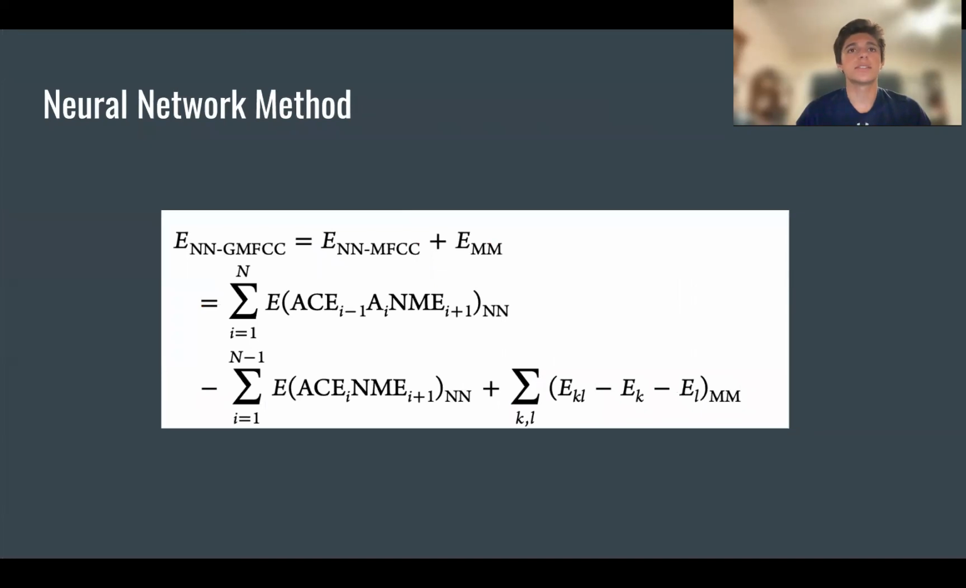Similar processes to the standard method were used with this neural network method. In this case, though, the neural network replaced the quantum mechanical algorithms for calculating the energy of each fragment. 21 neural network models are trained, and each corresponded to a different fragment. There were 20 residue fragments and then the one conjugate cap.